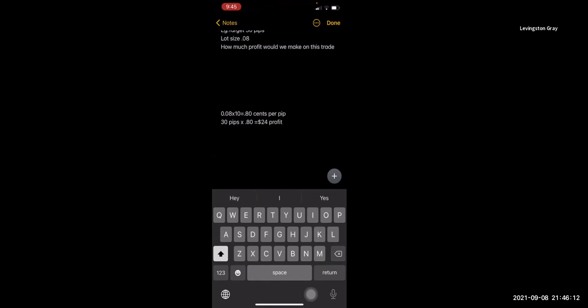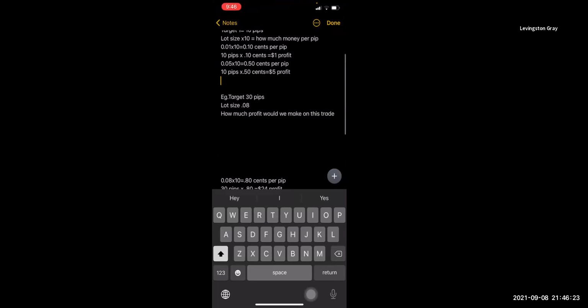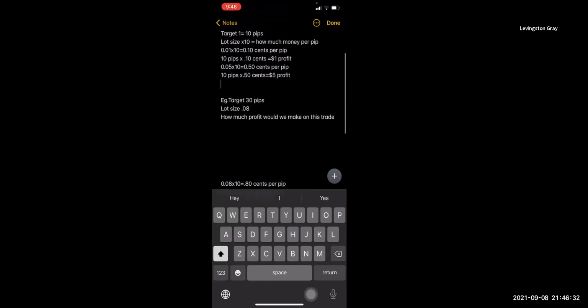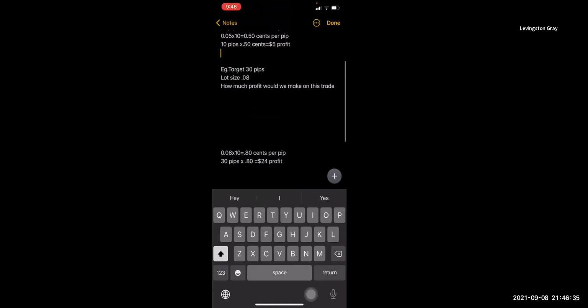I'm not sure how some of you got $2.40. You probably missed a zero, but the answer is $24 profit. Let's look at it again. We always multiply the lot size times 10. 0.08 times 10 is 80 cents per pip. The target is 30 pips. 30 pips times 0.80 is $24 profit. Everybody get that? Forgot to move the decimal.